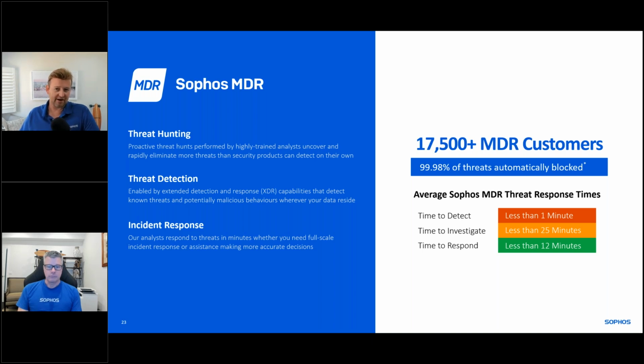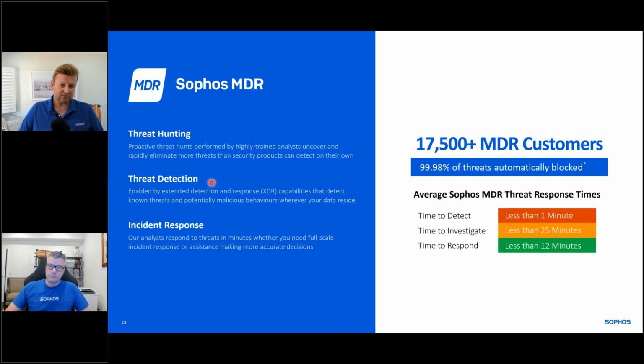So we have over 17,500 MDR customers. I've just been advised this morning it's now 18,000, so I can't keep up my slides. That was 17,500 last month, so it's rapidly growing the service. And realistically, what we're doing is that threat hunting, so proactively looking through customers' environments without detections, looking at the data and seeing if there are any signs of malicious activity based on intelligence that we receive from government sources or other vendors, whatever the case may be.